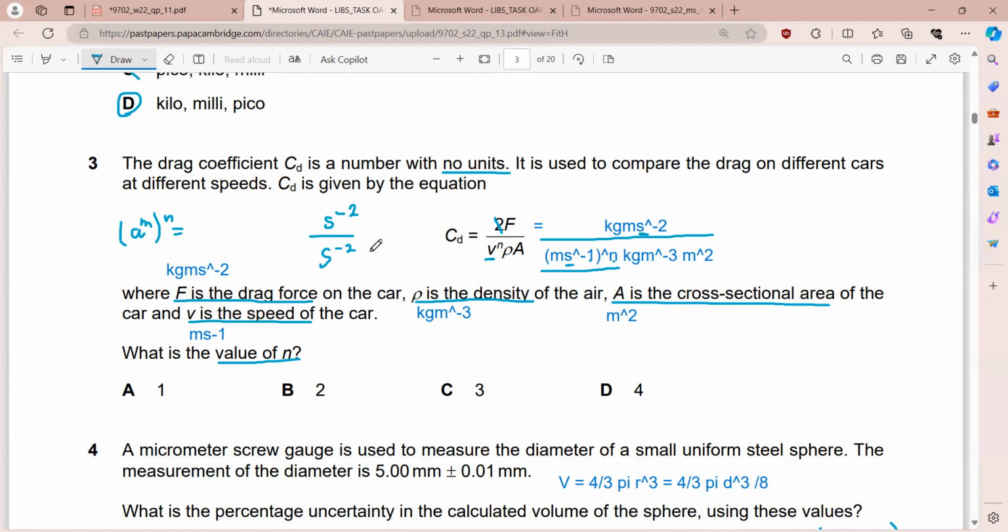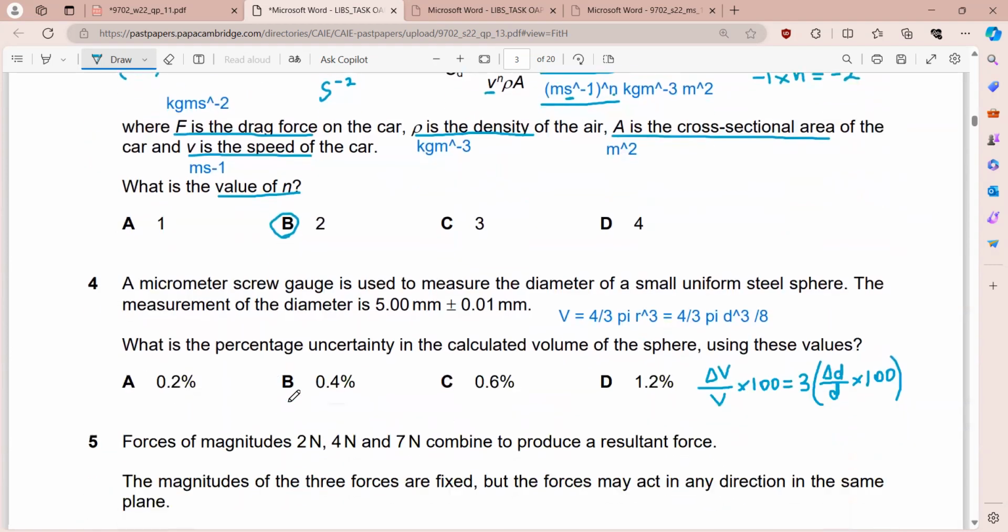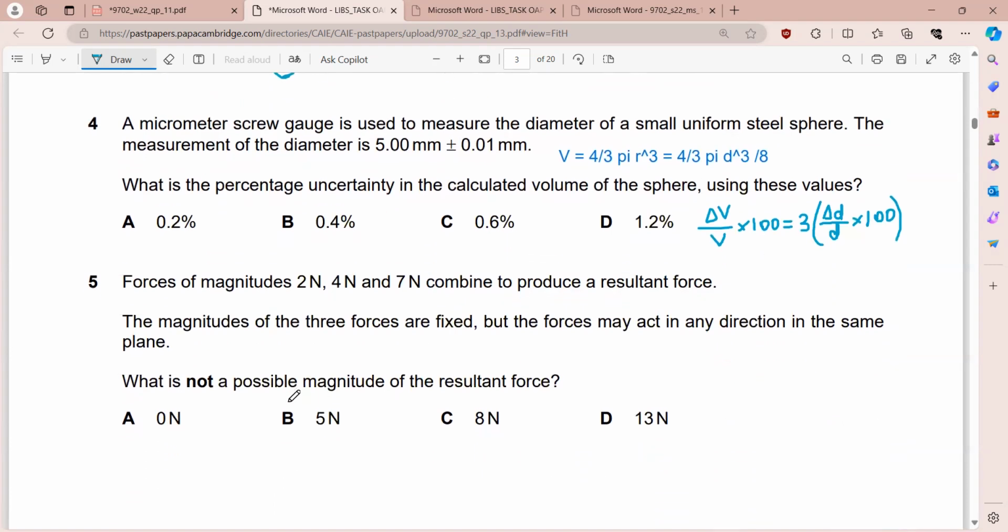So basically, minus 1 times n should give me the same power in the numerator, which is minus 2. So n will therefore have to be 2, because 2 times minus 1 is minus 2. That's our answer over there.